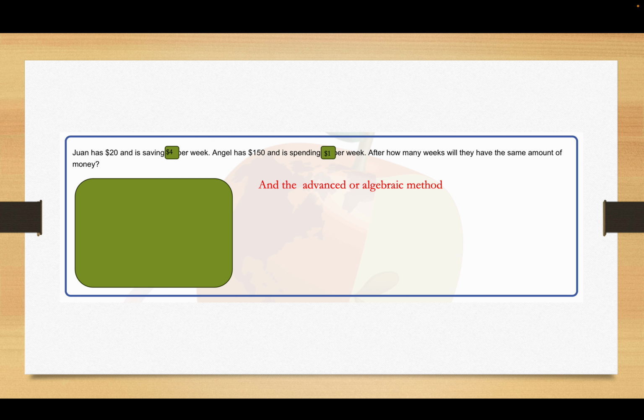Okay, so the advanced or the algebraic method. 20 plus 4W, because he's saving $4 per week. And Angel has 150 and he's spending $1 a week. So it has to equal 150 minus 1W. Adding the W to both sides, 20 plus 5W is 150. Subtracting the 20, 5W is 130. W is 26. So at 26 weeks, they would be even.